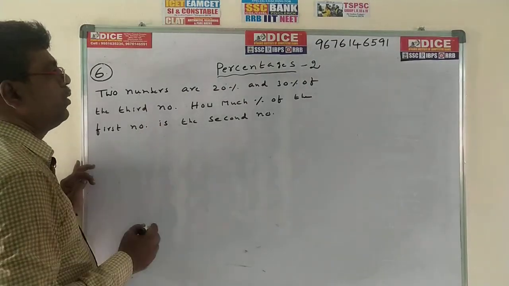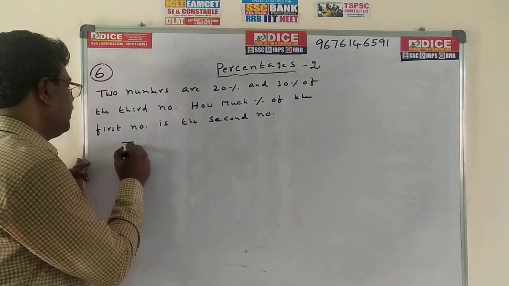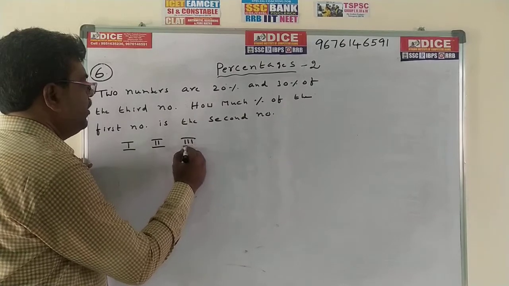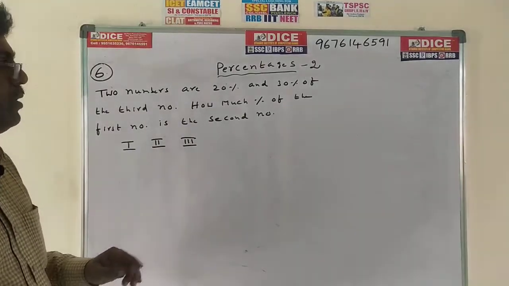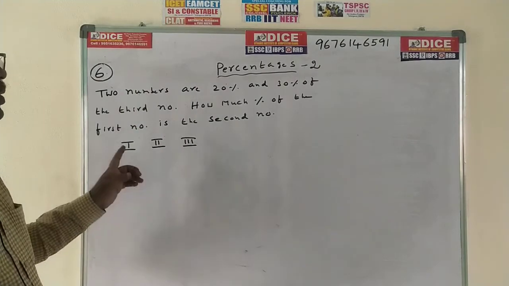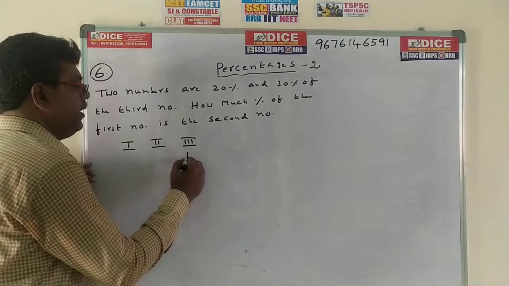Two numbers are 20% and 30% of the third number. That's why you can assume three numbers: first number, second number, third number. There are three numbers. Two numbers are 20% and 30% of the third number. So these two numbers depend on the third number. That's why let us assume the third number as 100.